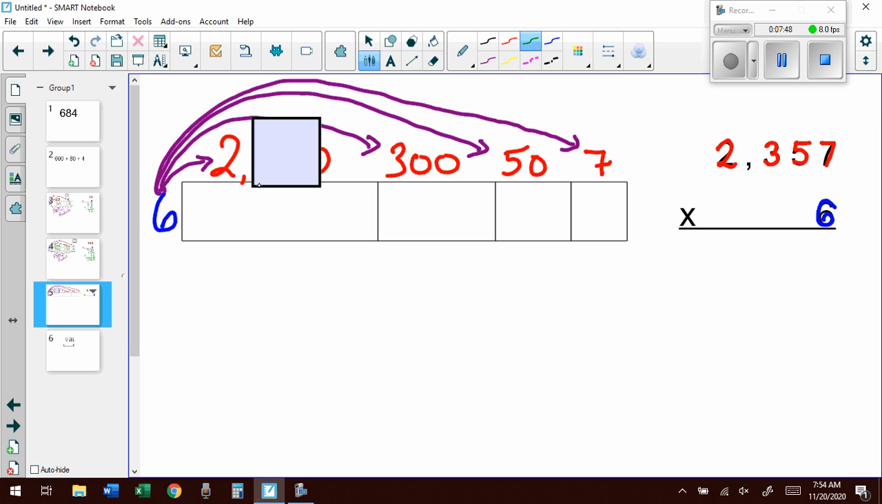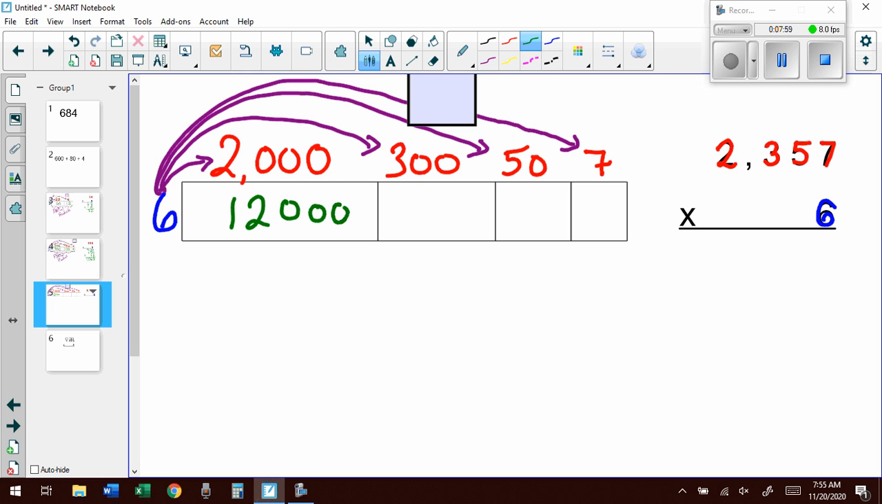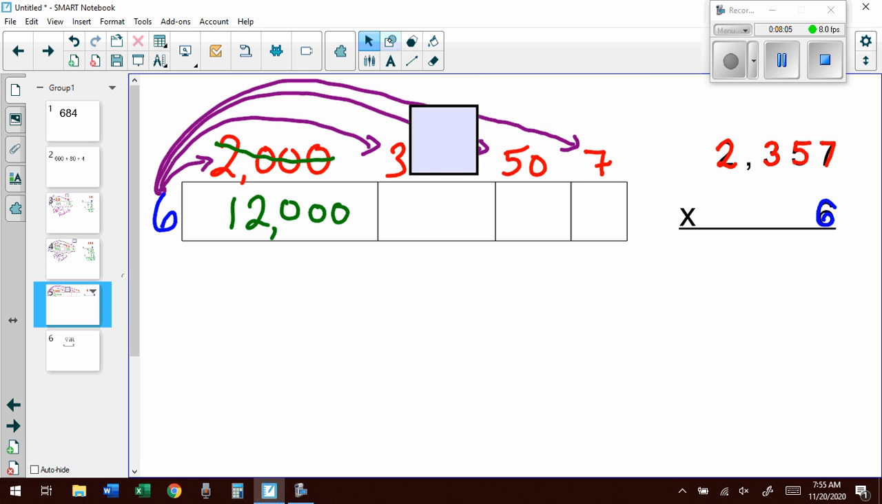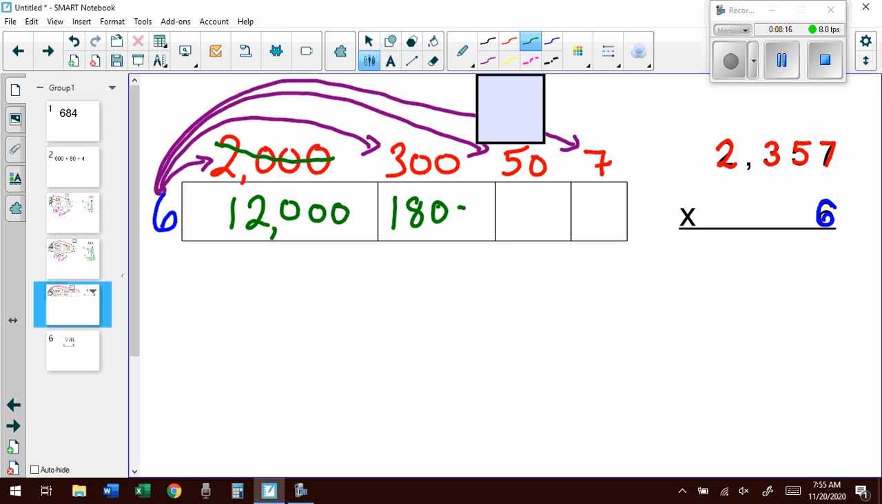First off, 6 times 2 equals 12. How many zeros did I cover up? 1, 2, 3. And now we're done with that one. Grab here. 6 times 3 is 18. How many zeros did I cover up? 2. 1, 2. And we're done with that one.